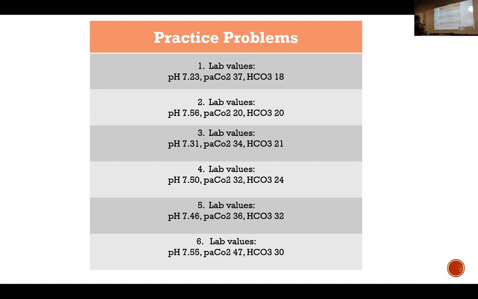Okay, so now we've got to decide, is it compensated or uncompensated? That's right, it is compensated. How did you know that? Because we've got an abnormal value, we've got a helper. Now, is it partially or fully compensated? Okay, it's partial. How did you know that? Because the pH isn't normal, right? In order to be fully compensated, our changes have to make our pH normal. Let's do another one.